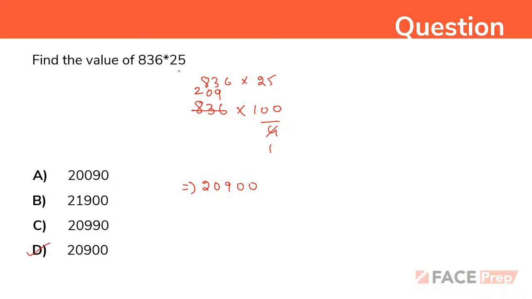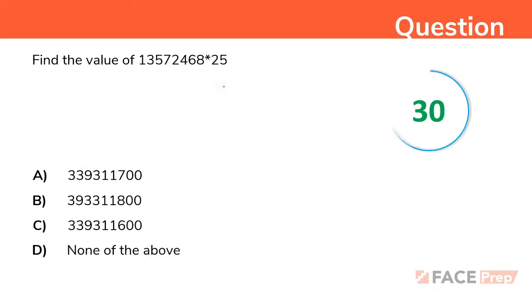So here we are just trying to split this 25, or we're just trying to write that 25 as 100 by 4. So let's go to the next one. Again, next question, again, you have to multiply that with 25. Okay, that will be a slightly big number and you'll be having 30 seconds for that question. So here we go.